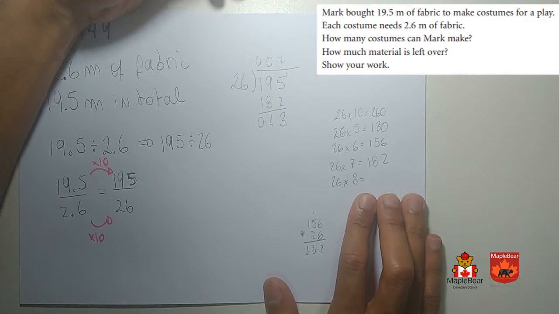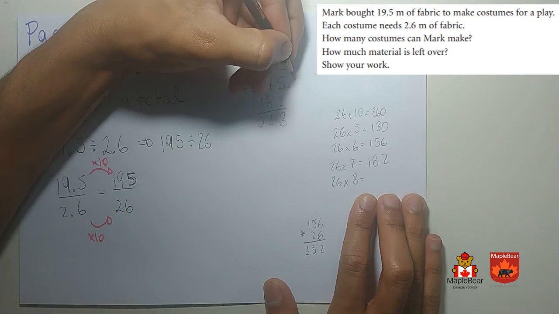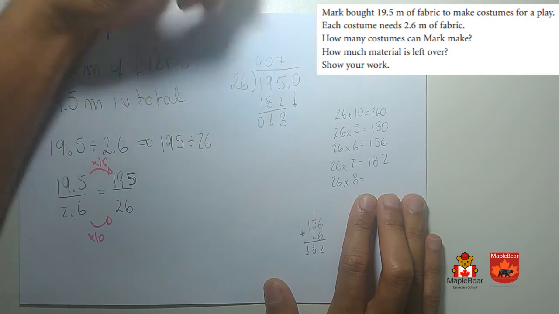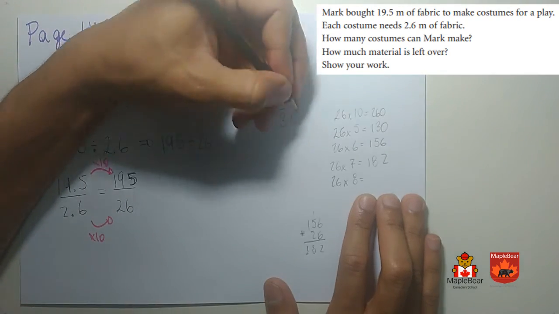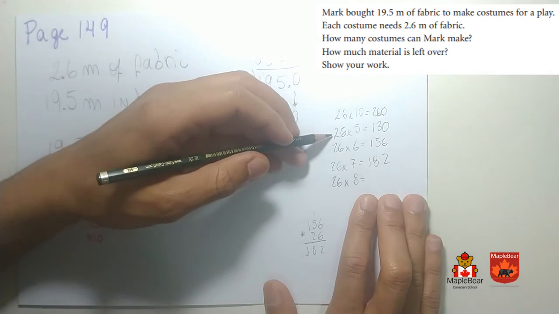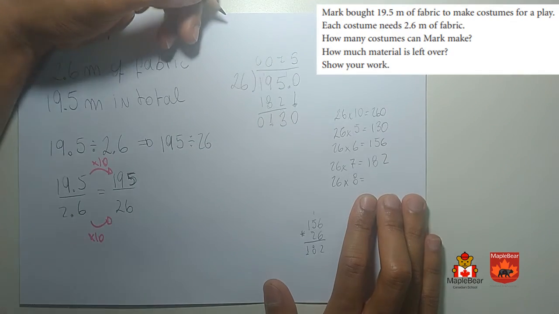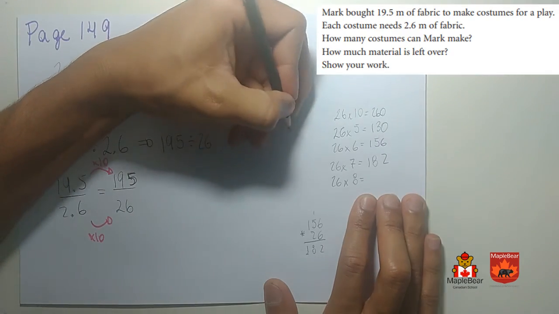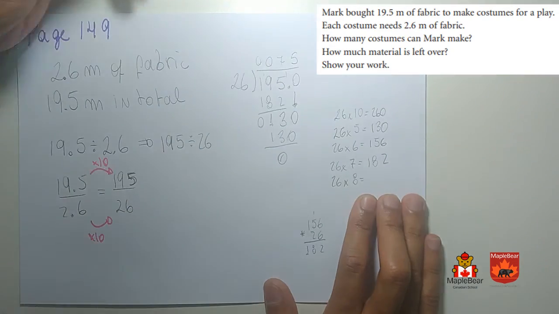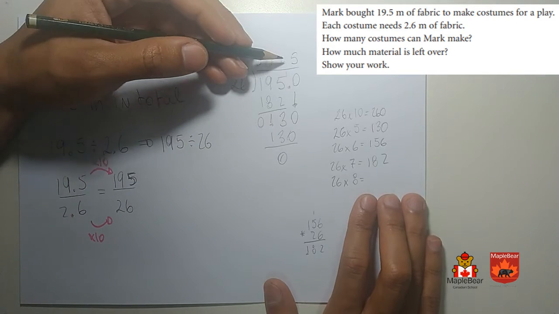Now what am I going to do? Bring down the decimal point. Decimal point, 0. So bring down the 0. 130. Look, my 130 here, okay? So I'll have a 5. 26 times 5 is going to be equal to 130, and here the 0. Okay, so my answer is going to be 75?